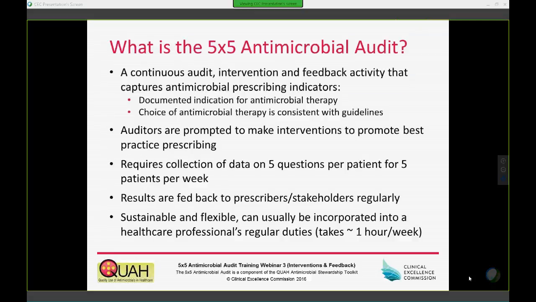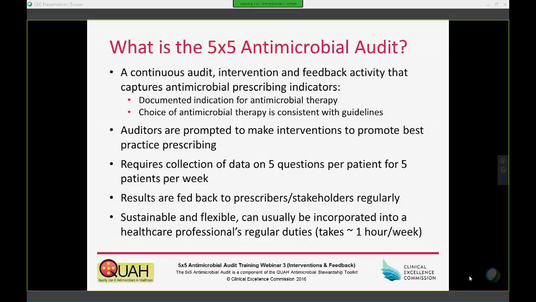Okay, so just to recap in case you weren't at session 1 or session 2 of the webinar, the 5x5 Antimicrobial Audit is a continuous audit intervention and feedback activity based on quality improvement principles. It captures data on 2 key antimicrobial prescribing indicators: the documented indication for antimicrobial therapy, and the choice of antimicrobial therapy being consistent with guidelines or inconsistent but with a documented reason. Auditors are prompted to make interventions at the point of care to promote best practice prescribing, and this is essentially when either of those 2 indicators have not been met.